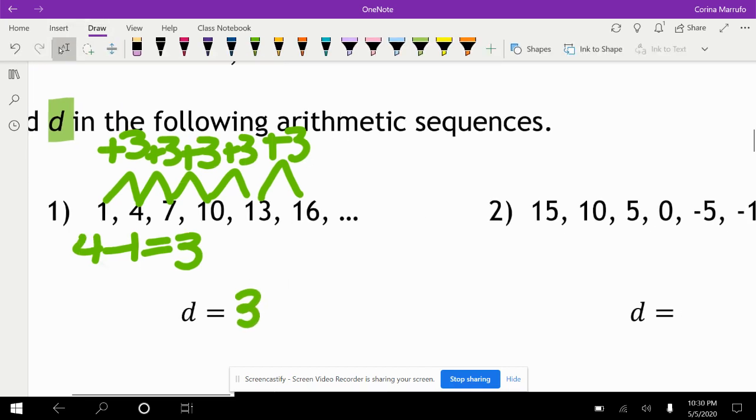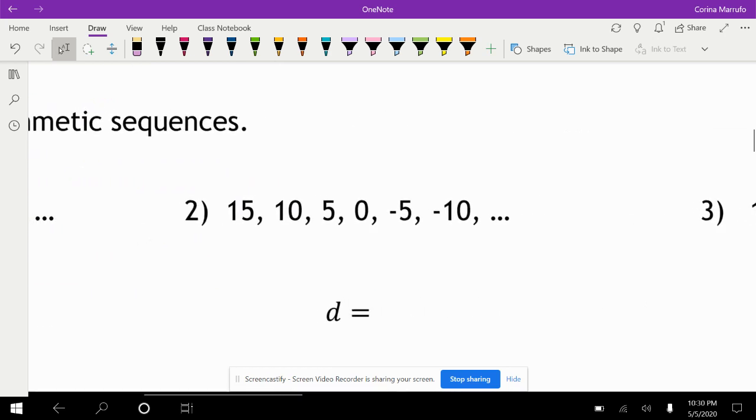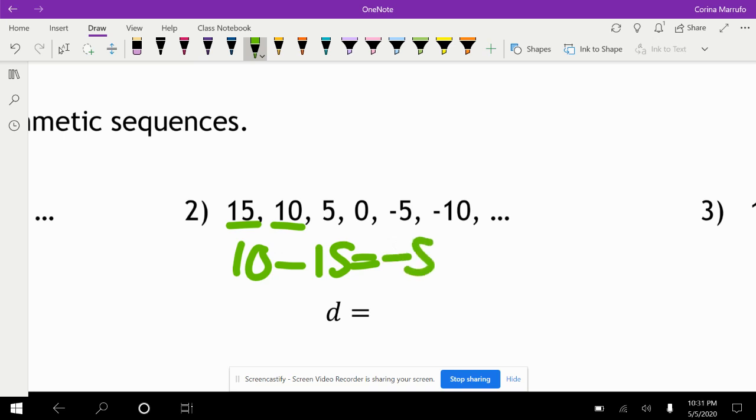Okay, let's go ahead and look at the next example. Here we go from 15 to 10. So you take the second number, which is 10, and you subtract the first number, which is 15, and that gives us negative 5. So if you notice from here to here, you add a negative 5, or you subtract 5. So 15 minus 5 gives you 10.